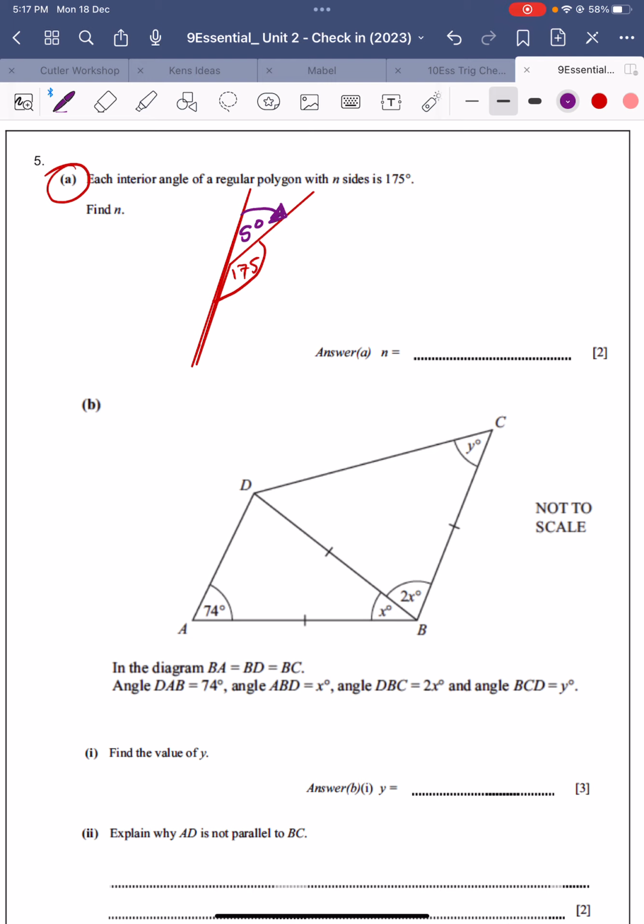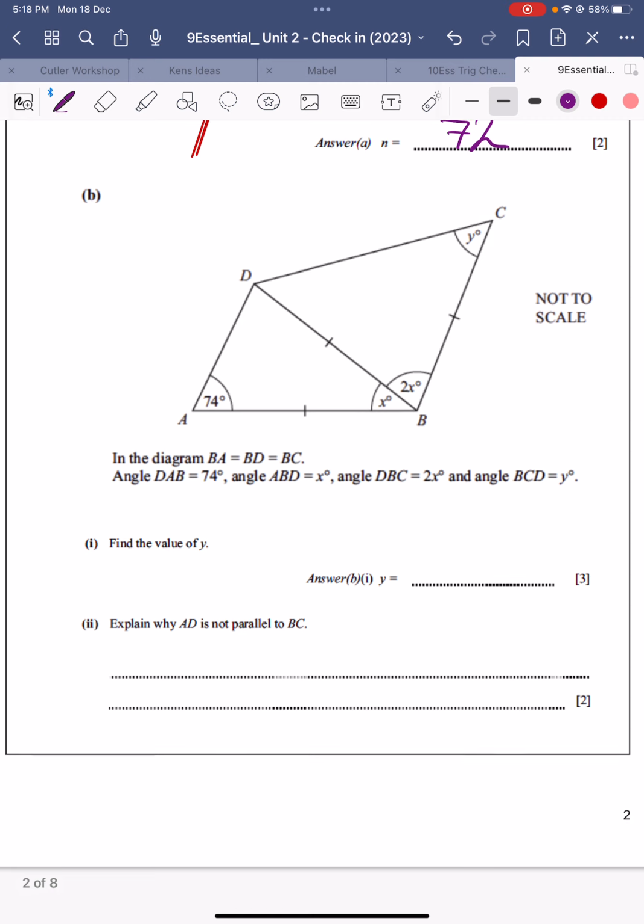Now, when we get all the way around to the start again and facing the same way, we have gone through 360 degrees in total. So if we divide 360 by the 5 degrees, we see how many times we need to turn. And you can see that that would be 72. So there are 72 sides in this polygon, a regular sided polygon.